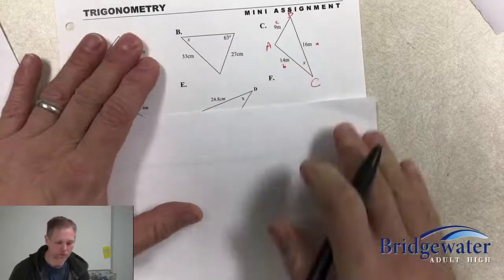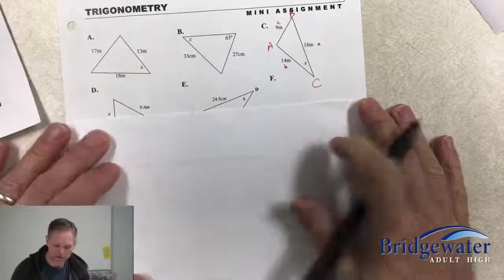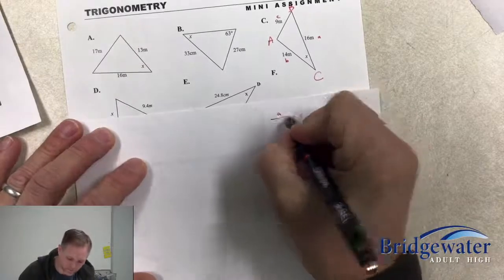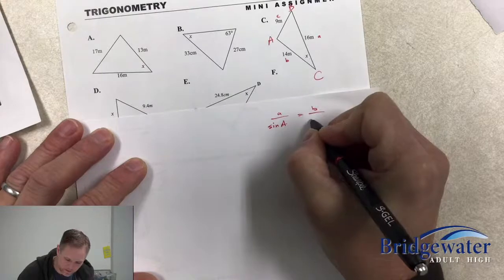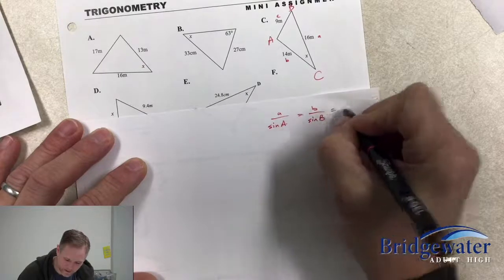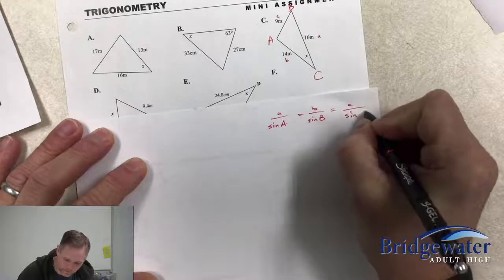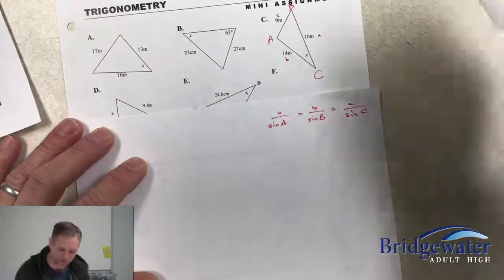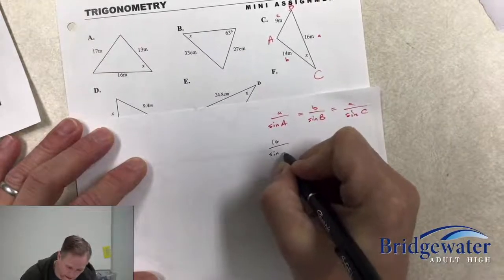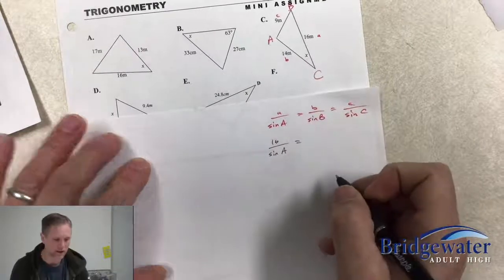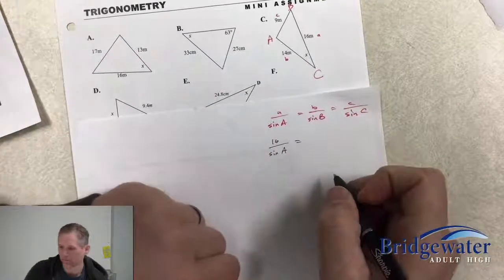And now that that is labeled properly, I'm going to try the sine law. Now the sine law, we just did that. Sine A over a, equals sine B over b, equals sine C over c. And I'm just going to fill in my numbers. Little a is 16 over sine of big A, which I don't know. Okay, so that's not going to help.